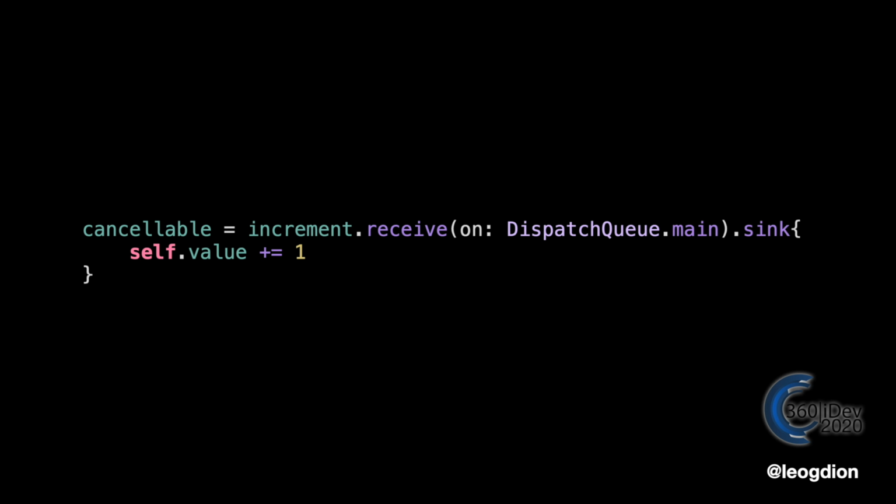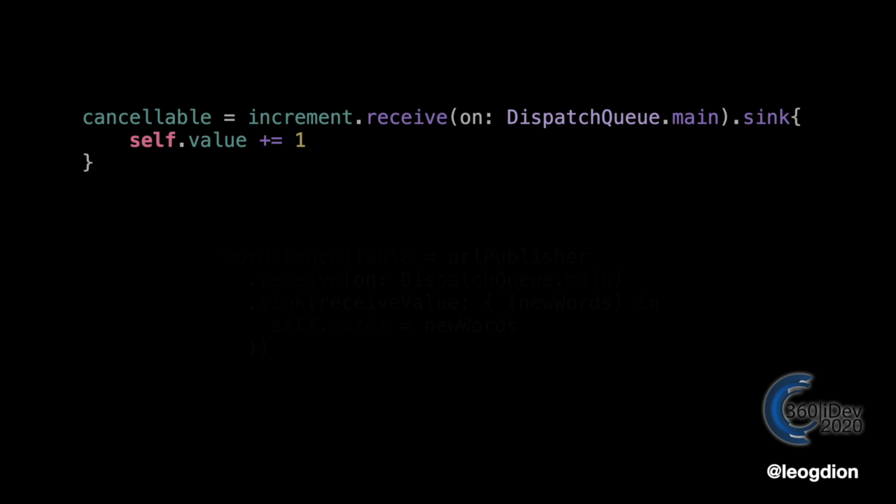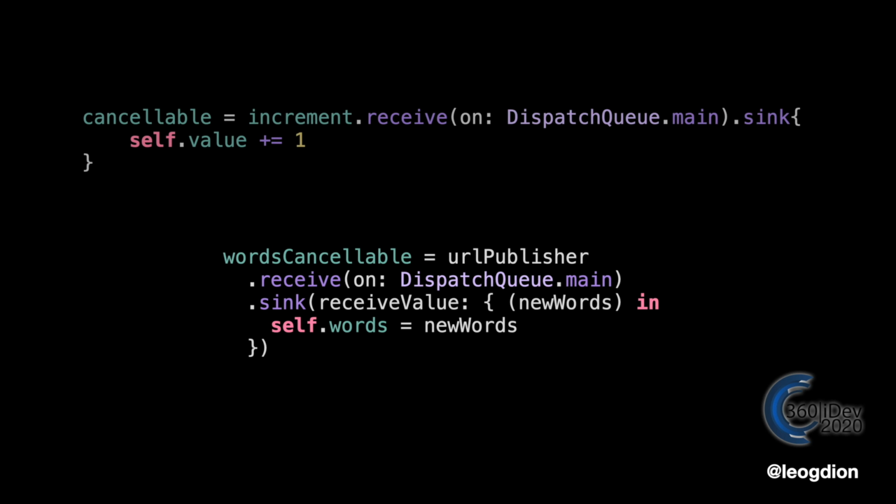So here's how our old code worked with increment, where it received the value on the main dispatch queue and then called the method within sink. If we're going to use the same method, we take that URL publisher and we can then receive it on the main dispatch queue, receive the value, in this case the new words, and set that to the words property within self.